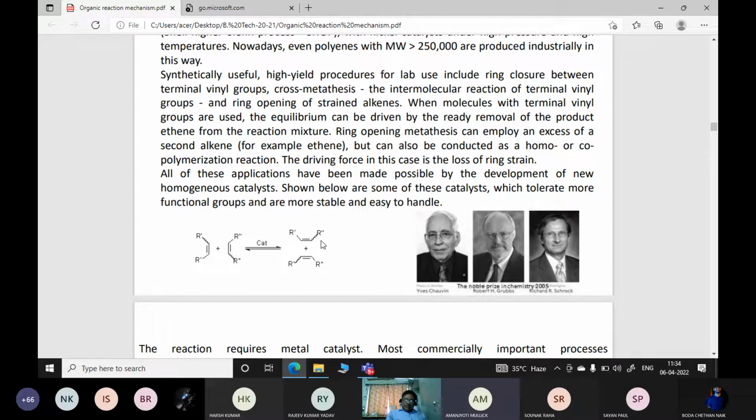So in the new products, what has happened? You see here carefully that the substituents have been exchanged. Substituents have been exchanged in both the products in the presence of catalyst.